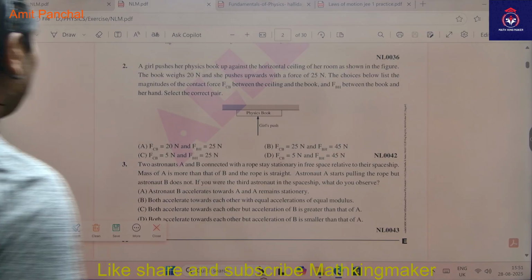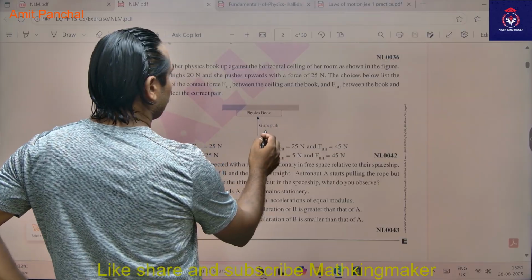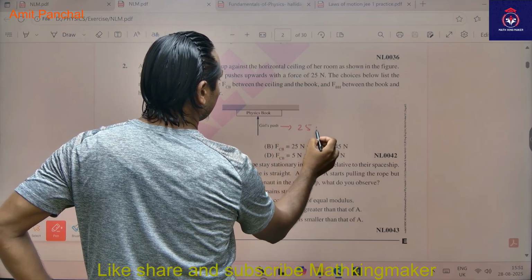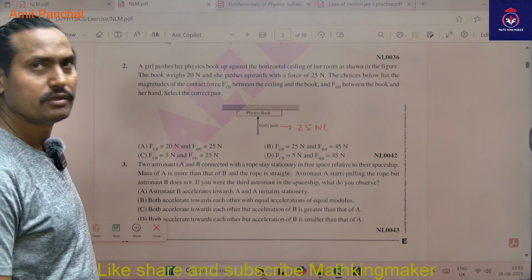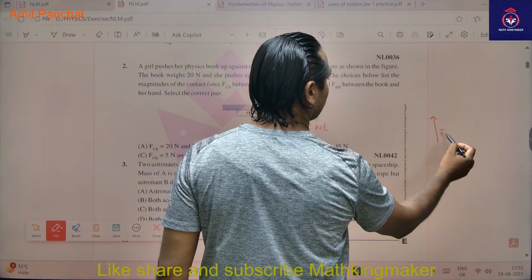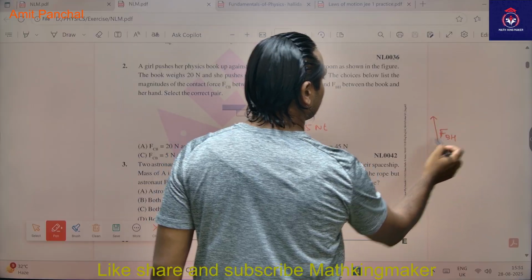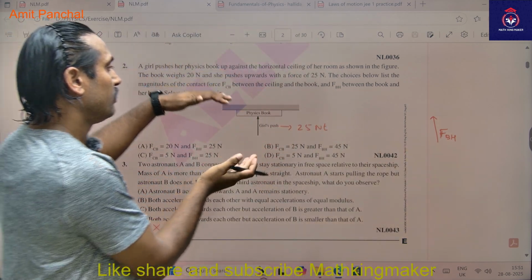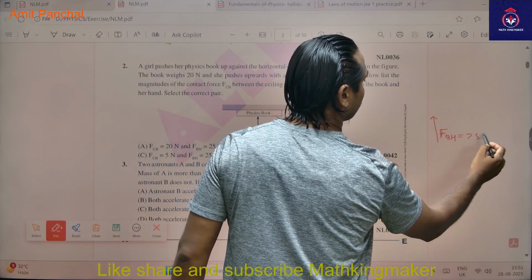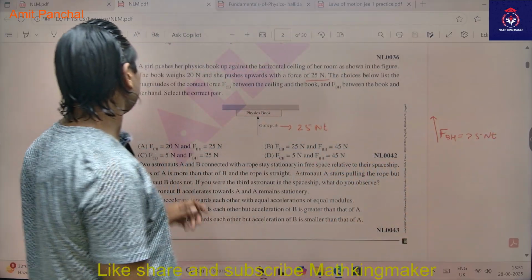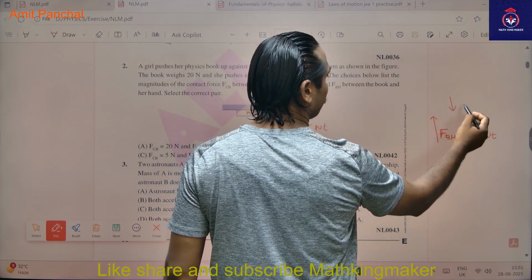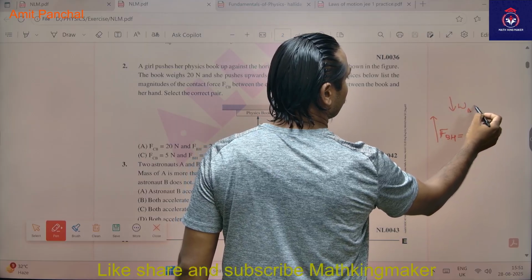See, the girl is pushing that book with 25 Newton. Okay. So that is 25 Newton. That is FBH, isn't it? Yeah. Because this is between the book and hand, the force is 25 Newton. And the book weighs 20 Newton. So the weight of the book is 20 Newton.